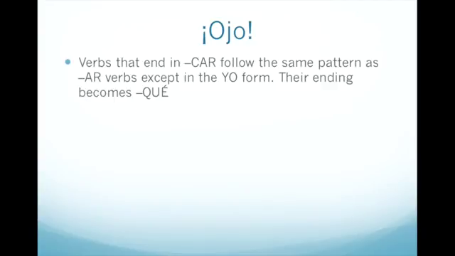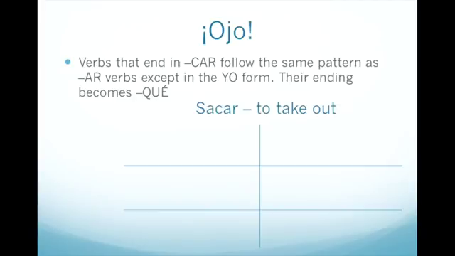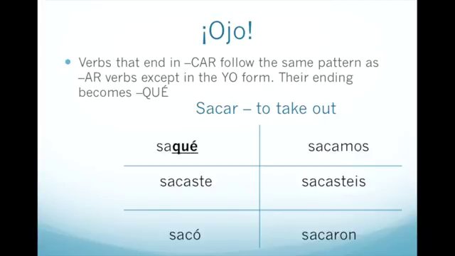This is also going to apply to car verbs. Any verb that ends in car is also going to have a different type of spelling change. They are going to change in the yo form, but instead of gué, they become qué. So if we look at sacar, which means to take out, instead of sacé with an accent, it becomes saqué with an accent, for the same reason that we do not want the soft c sound to make it sound like sase, we want it to say sake. Saqué, sacaste, sacó, sacamos, sacastes, sacaron.